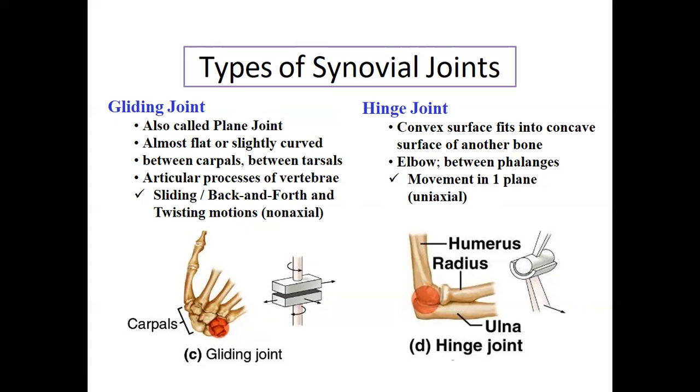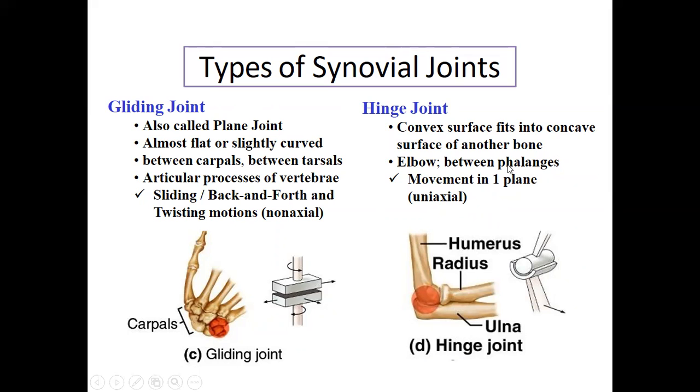Then you have your hinge joints. It looks like what we know of a hinge to be. If you think about a hinge on a door, you have a convex surface that fits into a concave surface. So this is an example of what your hinge joints look like. You have this convex surface from one bone that fits into this concave surface of another bone. Your elbow is an example of this hinge joint.